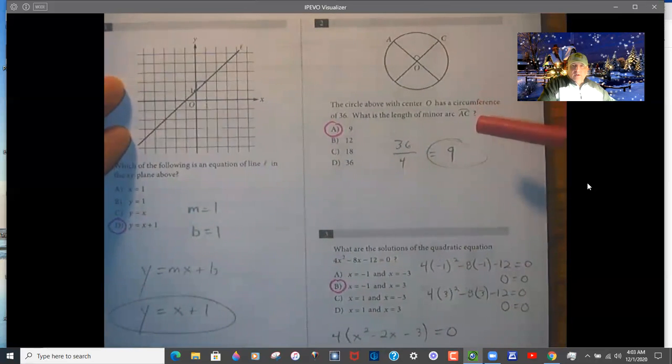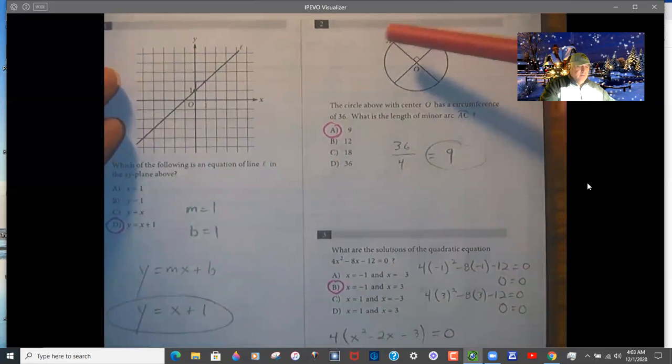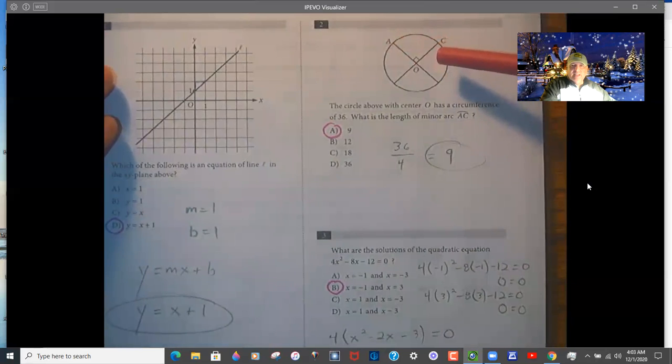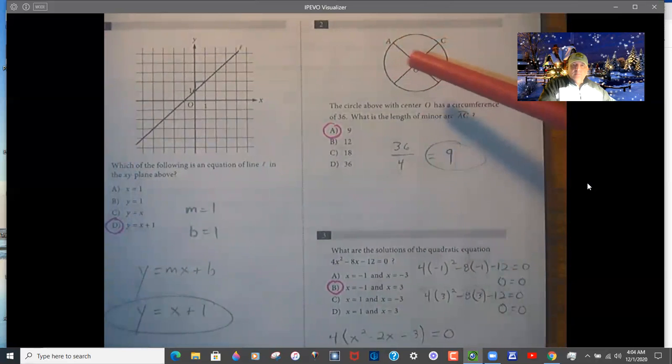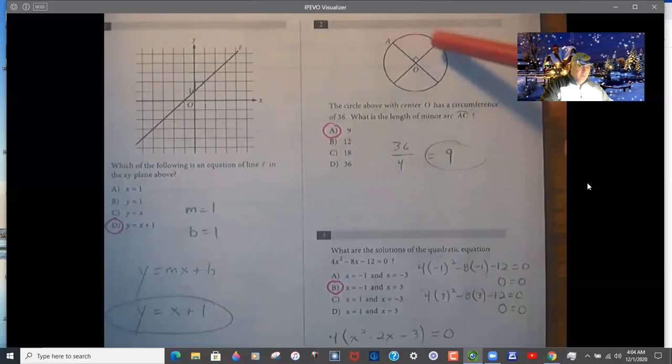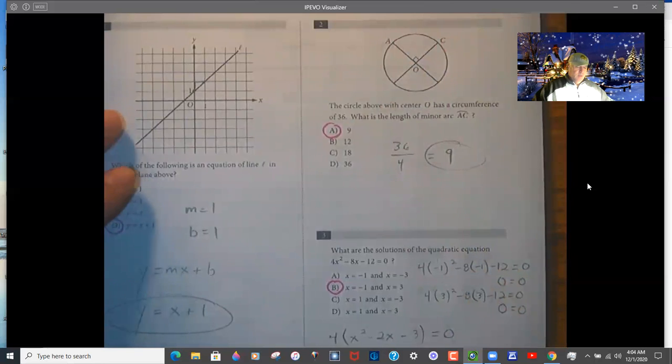Okay, what is the length of arc, minor arc AC? So arcs equal their central angles that subtend them, that cut into them. So it's a fourth of the whole circumference. So if the whole circumference is 36, then that length is 9, because it's 90 degrees, which is a fourth of 360 degrees. So the arc measure is 90, its length is 9, based on being a fourth.